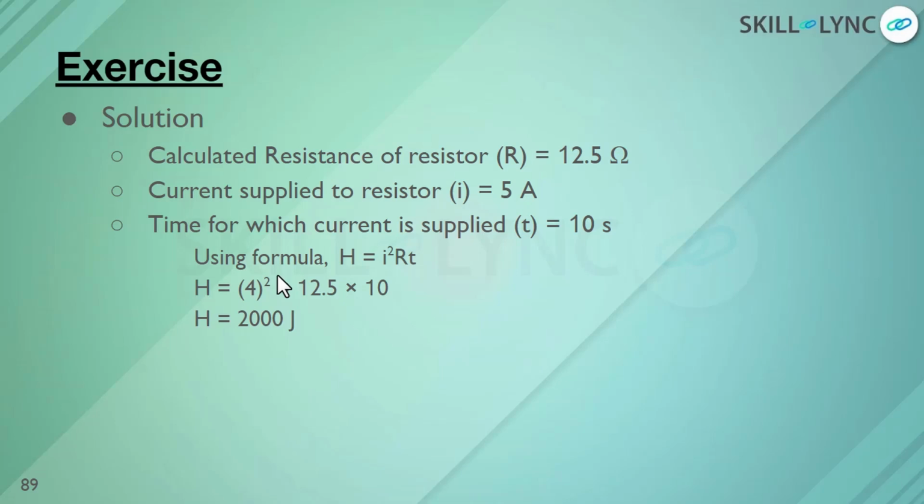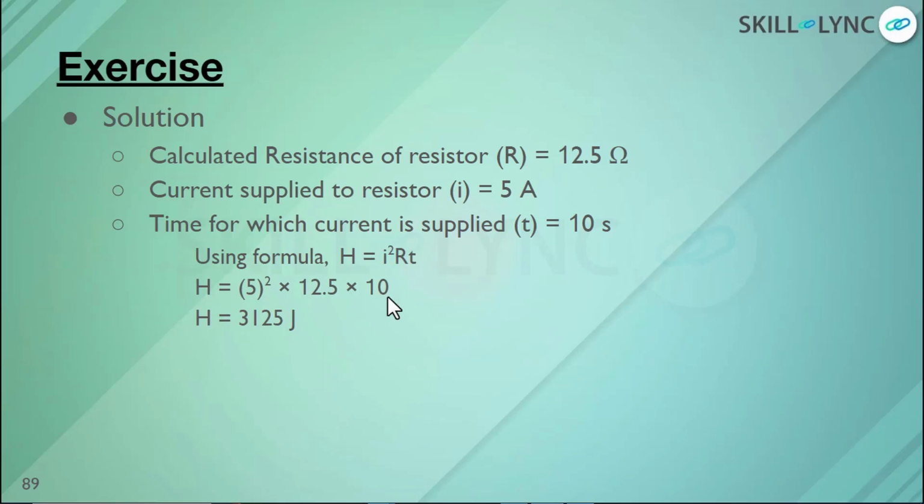Thus, using the same formula, Joule's heat formula states that H is equal to I square Rt. Here, by putting values into this equation, we can write H is equal to 5 square into 12.5 into 10. Thus, solving this calculation, we get H is equal to 3125 joules. So that is the answer to our question.